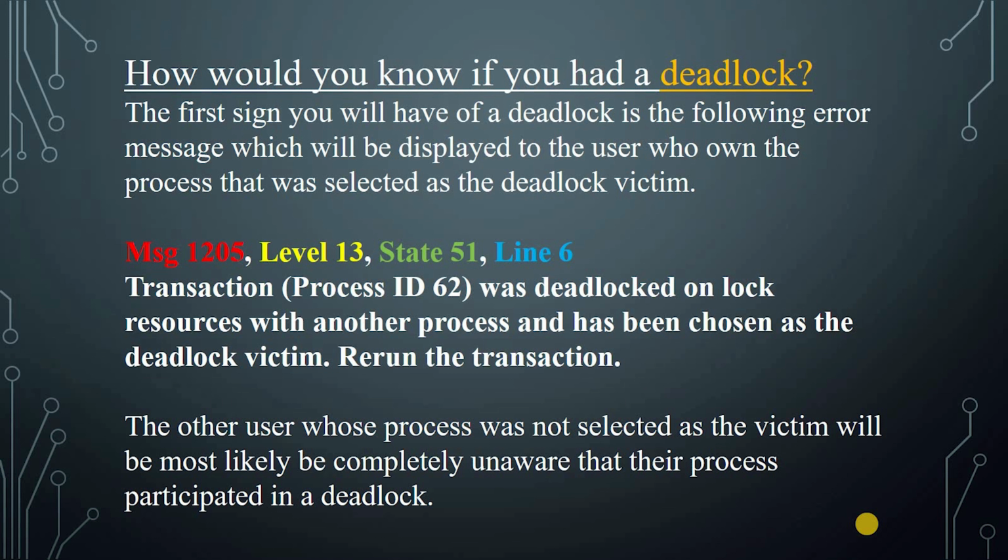Okay, how would you know if you have a deadlock situation? The first sign of a deadlock is the following error message, which will be displayed to the user who owned the process that was selected as the deadlock victim. Message 1205, level 13, state 51, line 6: transaction process ID 62 was deadlocked on lock resources with another process and has been chosen as the deadlock victim. Rerun the transaction.